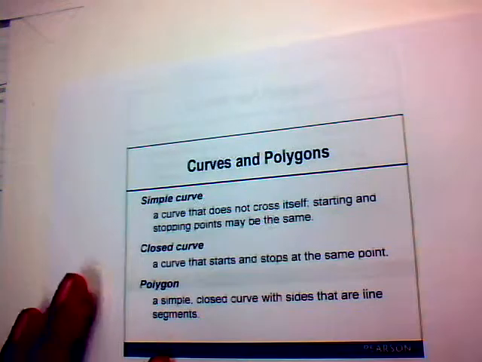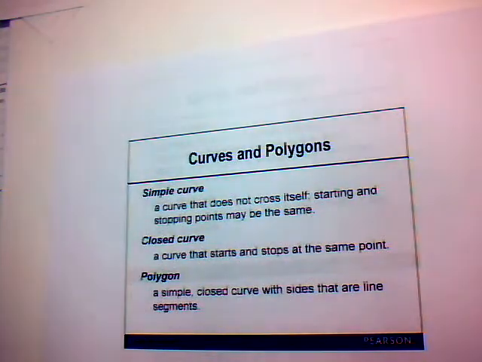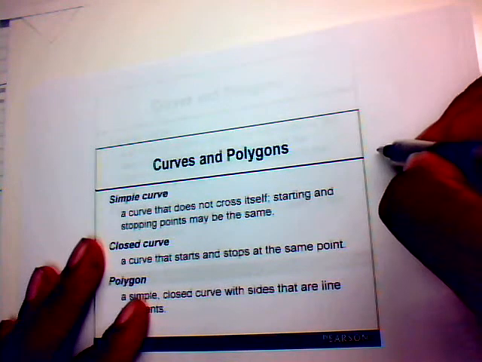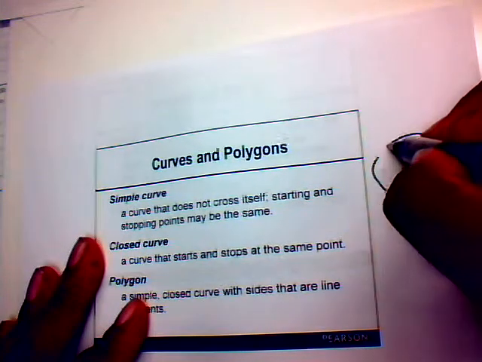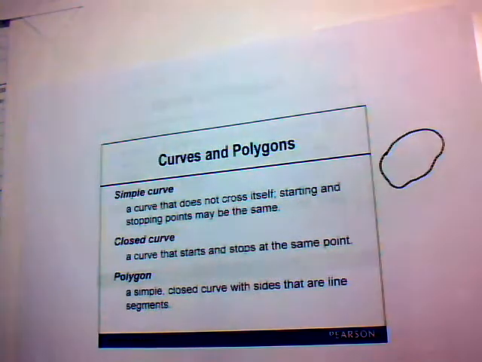Okay. Let's start off with curves and polygons. A simple curve is a curve that does not cross itself. It starts and stops, and the starting point and the stopping point may be the same. So a simple curve would look something like this. Starts here, can go anywhere, but it's going to end at the same point. It's a simple curve. And by the way, this would be an example of a closed curve, because that's a curve that starts and stops at the same point.